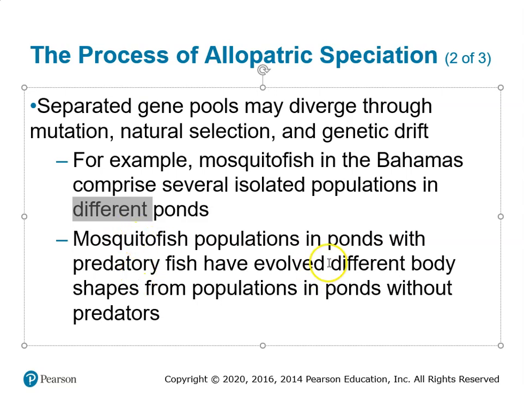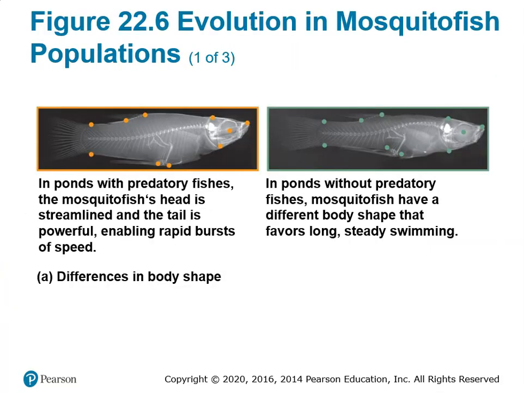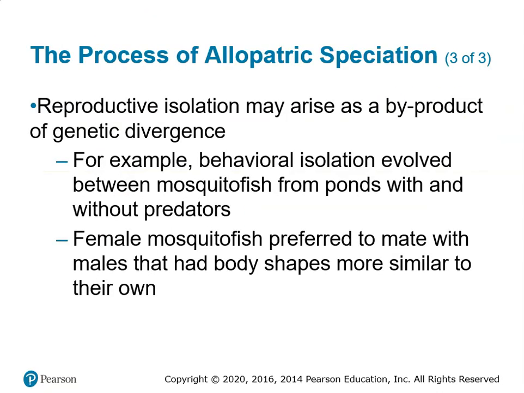Mosquito fish populations in ponds with predatory fish have evolved different body shapes from populations in ponds without predators. So you can see right here, ponds with predatory fish, it's streamlined. Okay. Tail's powerful. Ponds without predatory fishes, mosquito fish have a different body shape that favors long, steady swimming. Different factors, different evolutionary pressures in the ponds. And so that led to speciation.